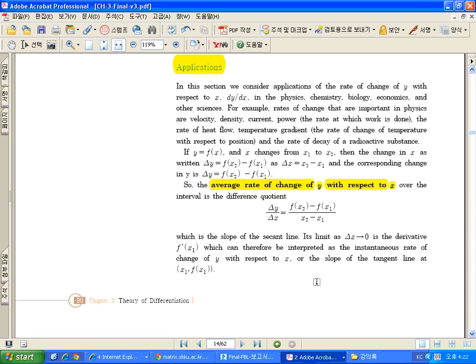Here's the applications. Is there any question before we start the applications of derivatives?